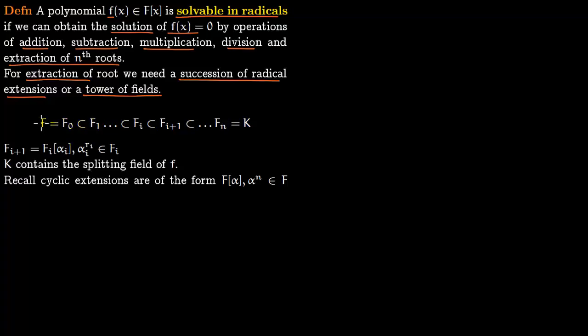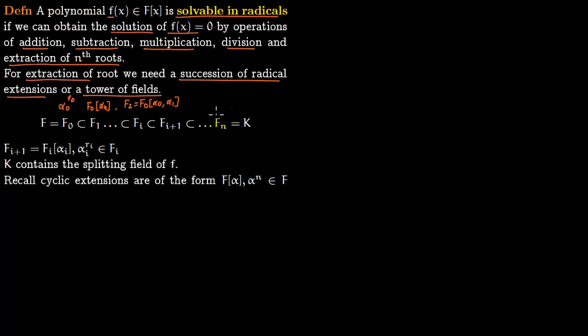You start with F0, which you fix as F, then you construct F1 out of it by taking F0 and adjoining an element alpha 0. Alpha 0 does not lie in F0, but some power of alpha 0 lies in F0. So you can say alpha 0 to the power of r0 lies in F0. Then to construct F2, you take F0(alpha 0) and adjoin alpha 1 to it, such that alpha 1 to the power of something lies in F1, and so on.